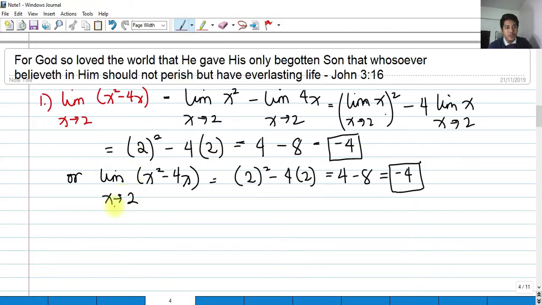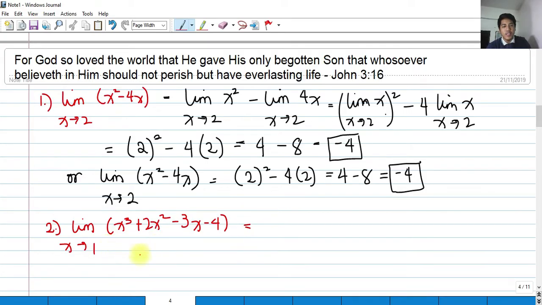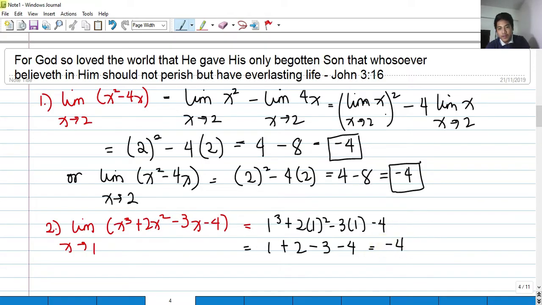So for number 2, let's solve another problem. The limit of, let's say, x cubed plus 2x squared minus 3x minus 4 as x approaches 1. As I said a while ago, this is a polynomial, so we can simply substitute the value of 1 in our x's here. So we have 1 cubed plus 2 times 1 squared minus 3 times 1 minus 4. So we have 1 plus 2 minus 3 minus 4. Our answer again is negative 4.